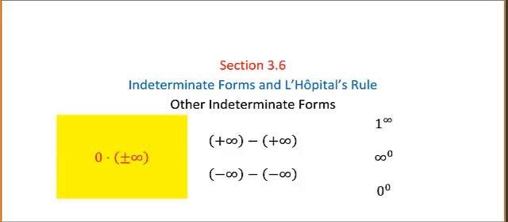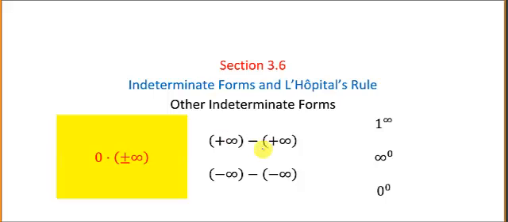In addition to the 0 over 0 indeterminate forms and the infinity over infinity indeterminate form, there are other indeterminate forms. 0 times infinity. Notice if we have a product and one factor is going towards 0, getting small, and the other factor is getting big, that's sort of a tug of war. We don't know how that's going to come out.